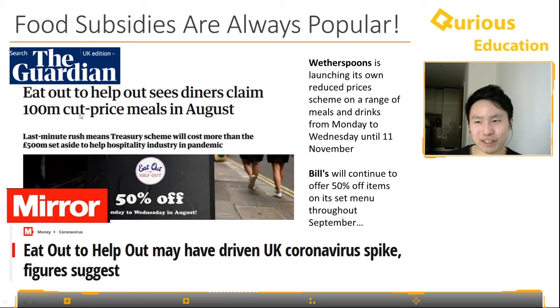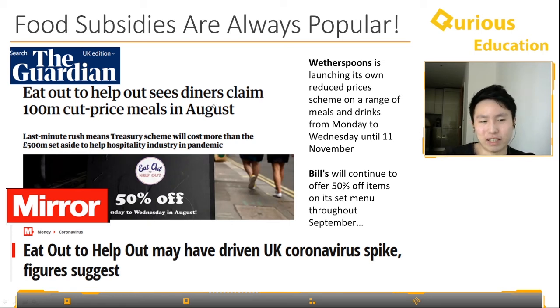So, Eat Out to Help Out. If you're not from the UK, Eat Out to Help Out is a policy where the government is paying 50% of the price that we're spending in restaurants in the UK. So it helps to encourage other people to eat out. And as a result, we can see a lot of people actually benefiting from this.